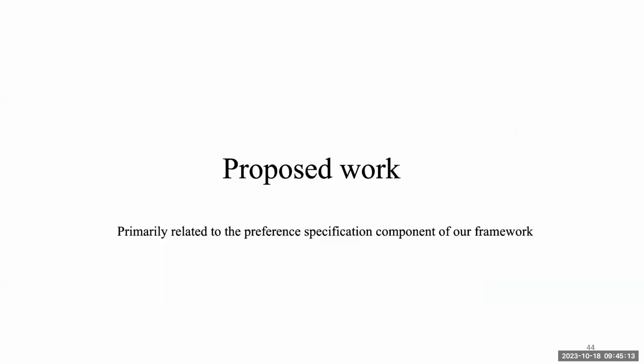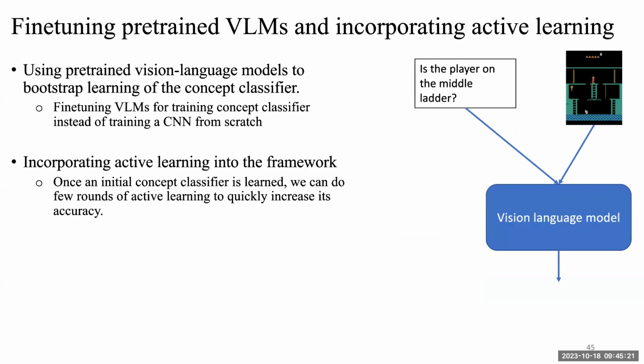And now I'm going to talk about the improvements I want to make, particularly to this preference specification component of our framework. The first of the two things I want to try is to see if we can use some pre-trained vision language model to bootstrap learning of the concept classifier, because these have been shown to be really good in zero-shot classification tasks. We want to see if we can fine-tune these VLMs for training concept classifiers instead of training a CNN from scratch, and see how much advantage we get here.